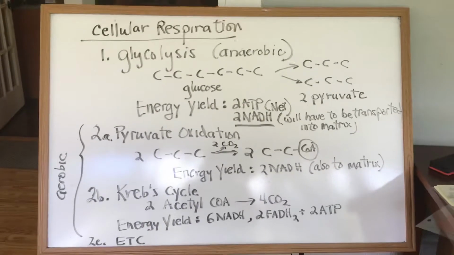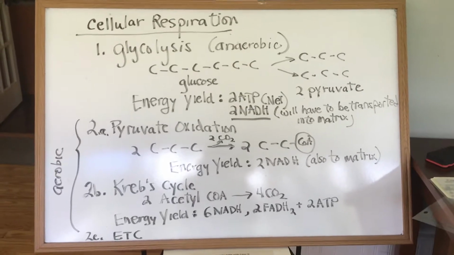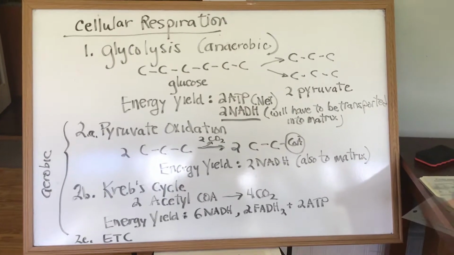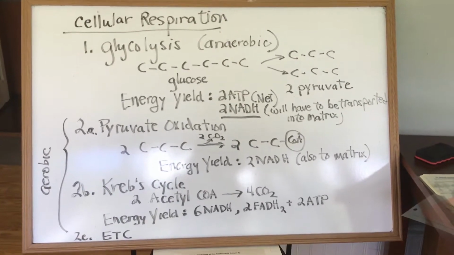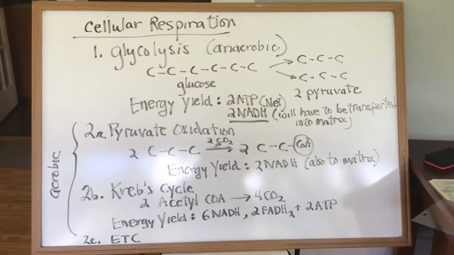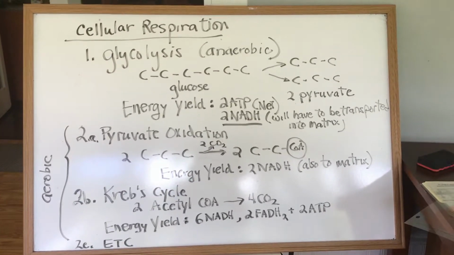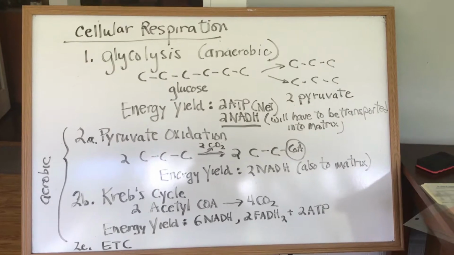Basically what's happening is glucose, which is a 6-carbon molecule, is broken into 2 3-carbon pieces. And those pieces are called pyruvate. And the energy yield is 2 ATP and 2 NADH.